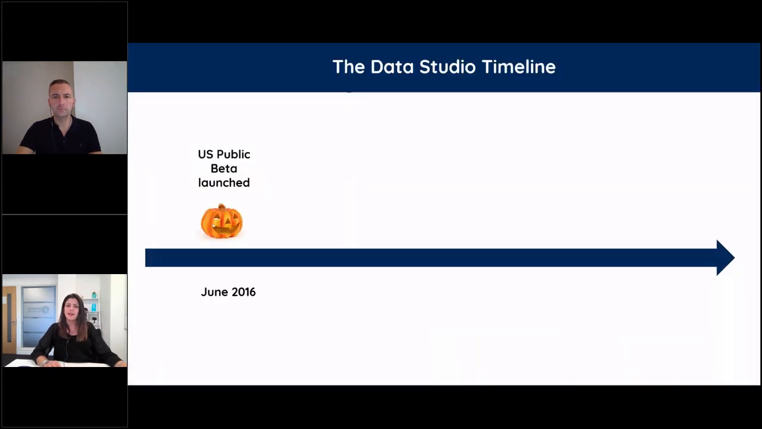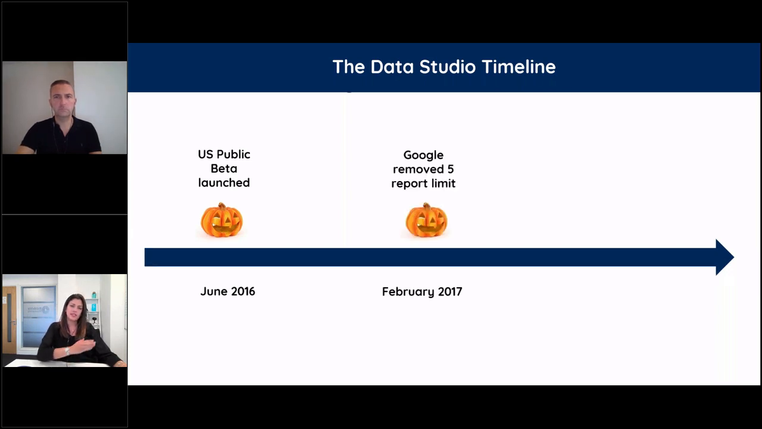So back in June 2016, which, blimey, that's a long time ago now, Google launched the beta version in the US of Data Studio. In 2017, so this had been rolled out for a while, they decided, okay, well, this is actually working quite well. We are going to remove the limit that people can create in terms of reports.